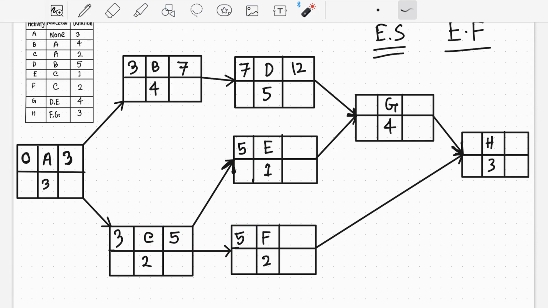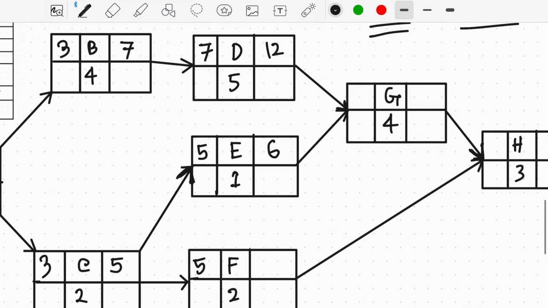Then the E activity finishes at 5 plus 1, which is 6, and 7 plus 1 is 12, which I already wrote. The G activity will start when the D activity finishes. The D activity finishes on the 12th week, so I write 12 here, and the G activity will start from the 12th.